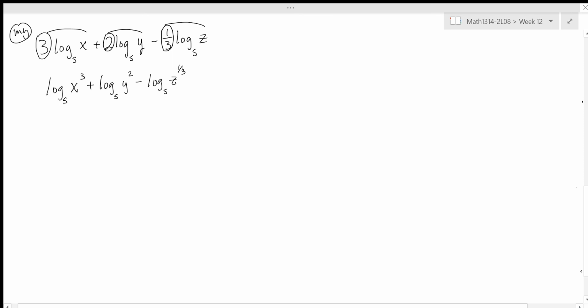So far, so good? Now, the next step, we're going to work our way from left to right. I'm going to put these first two logs together. Do you see that they have addition? So what does addition turn into? And that'll be x cubed y squared minus log base s z to the 1/3.